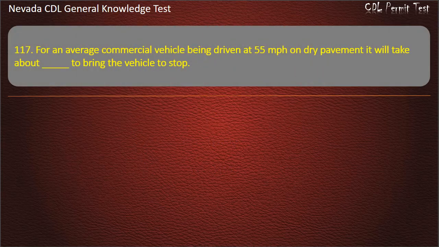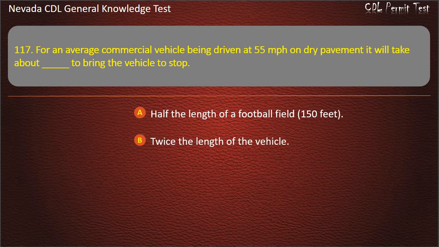Question 117. For an average commercial vehicle being driven at 55 miles per hour on dry pavement, it will take about to bring the vehicle to stop. Half the length of a football field, 150 feet. Twice the length of the vehicle. The length of a football field, 300 feet. Answer. The length of a football field, 300 feet.